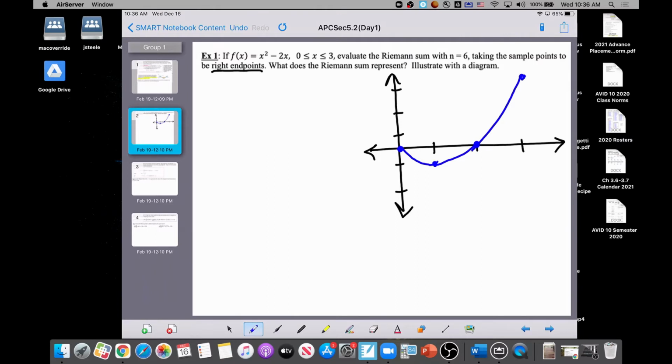And so if we're going to be doing right endpoints and they want n to be 6, the first thing we should find is our delta x.